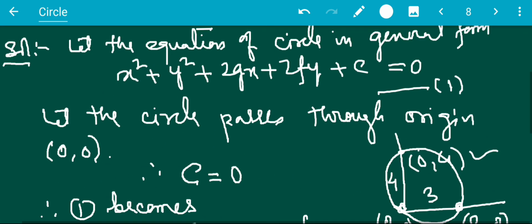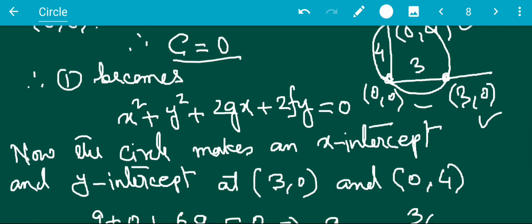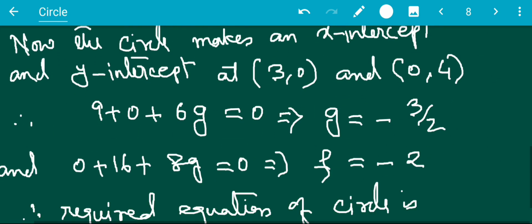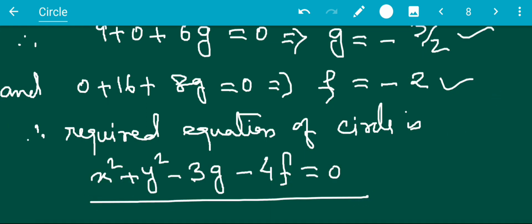So the general equation of circle is this one. When the circle passes through the origin, c becomes 0, and therefore the circle reduces to x square plus y square plus 2gx plus 2fy equal to 0. Now the circle makes x and y intercepts at these points. So putting the values one by one, we can see that from the first point we get g equal to minus 3 by 2, and from the second point f is equal to minus 2. So putting the values of f and g, you will get the required equation of circle.